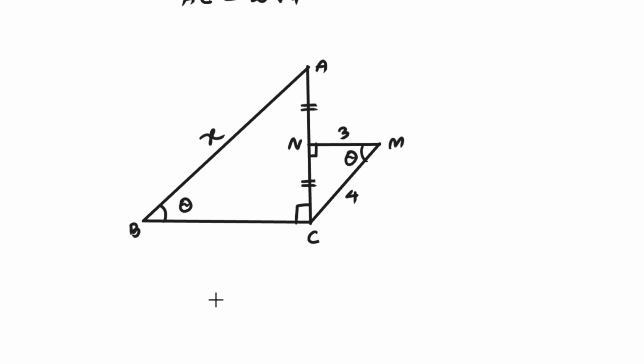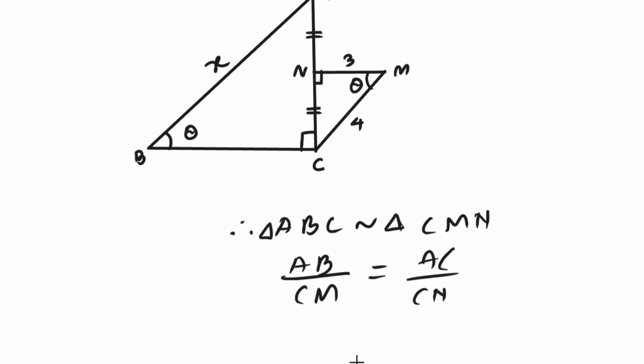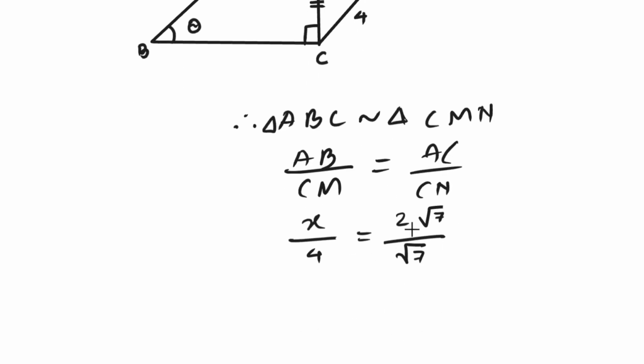The important idea behind similar triangles is that corresponding sides are proportional. So we can write AB divided by CM equals AC divided by CN. Now, let's substitute the values we know. AB is x, CM is 4, AC is 2 multiplied by the square root of 7, and CN is the square root of 7. This gives us x divided by 4 equals 2 multiplied by the square root of 7 divided by the square root of 7.